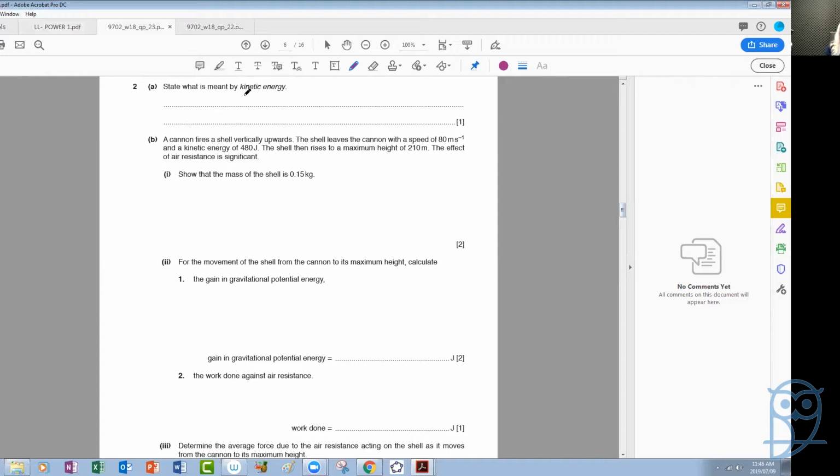So it's energy an object possesses due to its speed.